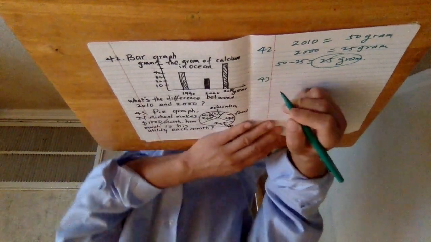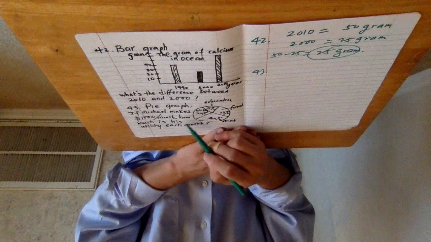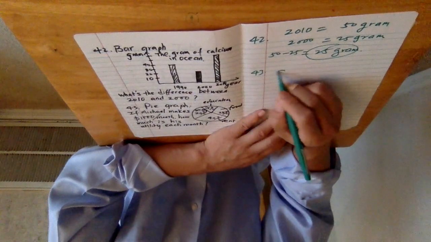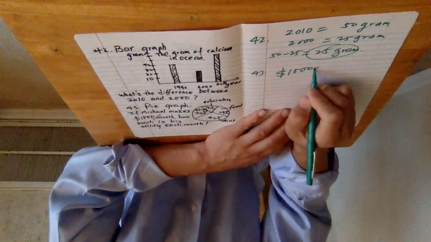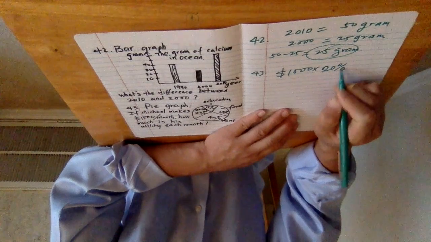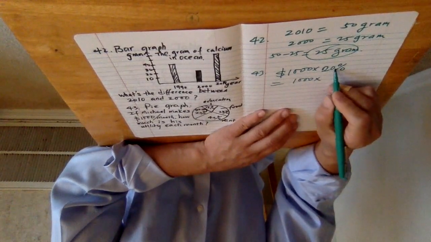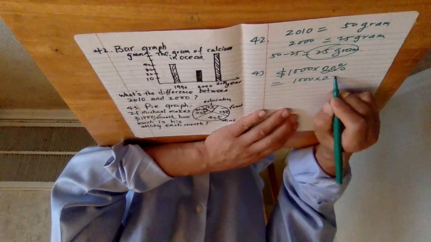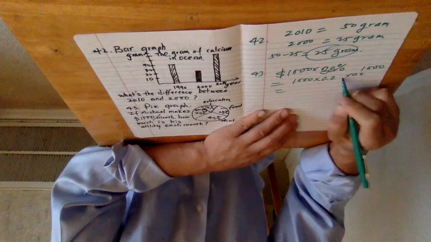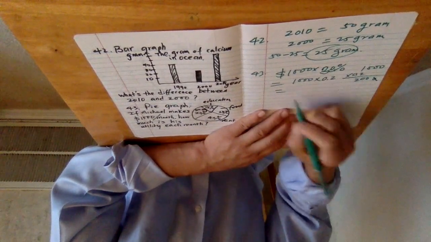Number 43, pie graph. If Maxwell makes $1,000 a month, how much is his utility each month? We know he makes $1,000 a month. The utility is 20%. So it'll be 1,000 times, we change the percent to a decimal, 0.2. 1,000 times 0.2, then move 1 decimal, so it's 200.